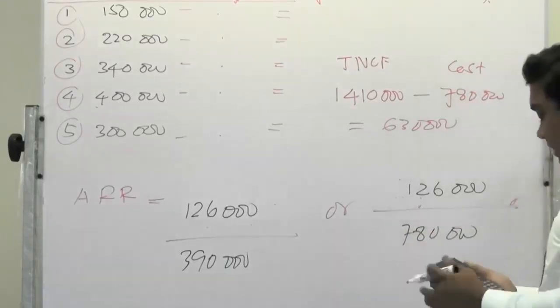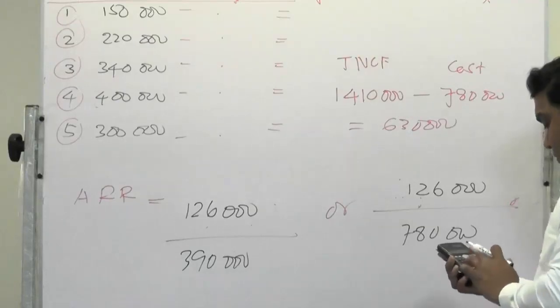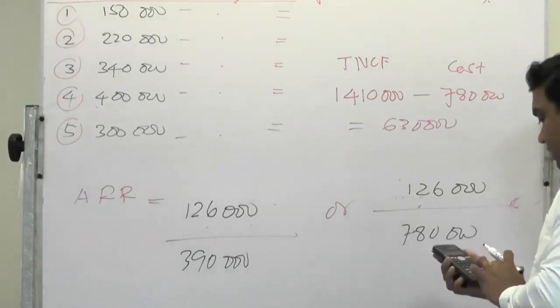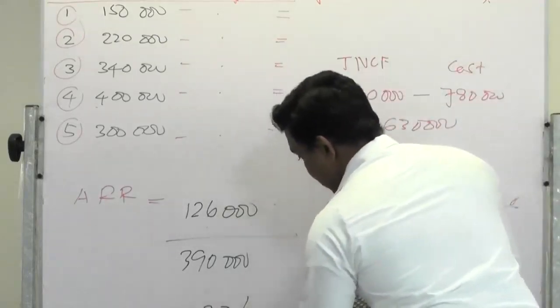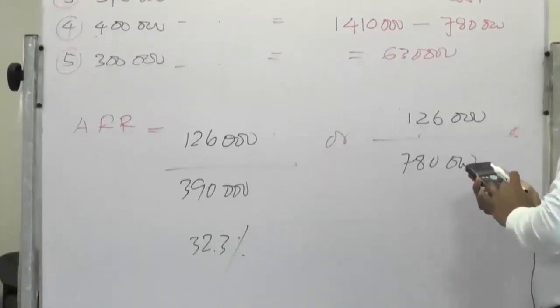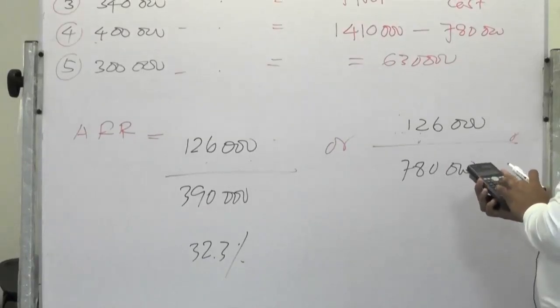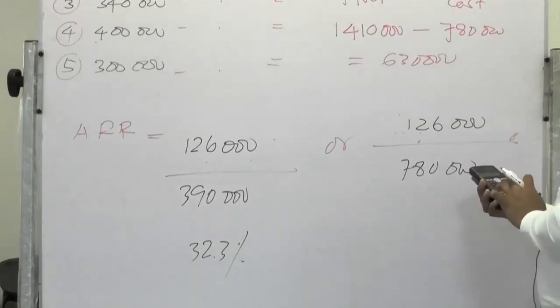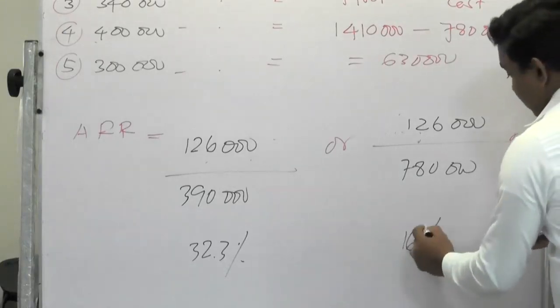Let's see the percentage. 126,000 divided by 390,000, the percentage will be 32.3% accounting rate of return. Here, with 126,000, we are using 2 methods, right? Because there is no clear-cut method to calculate the accounting rate of return. If we divide by total investment, then it is 16%.